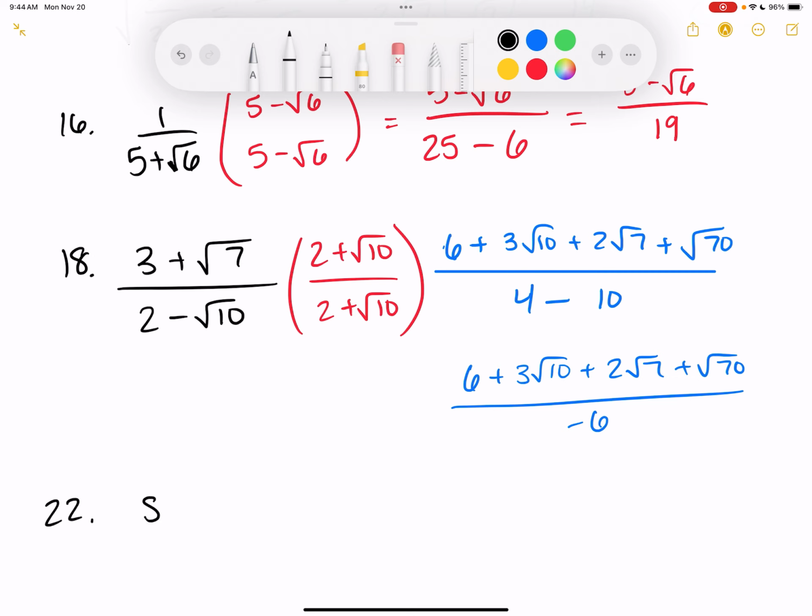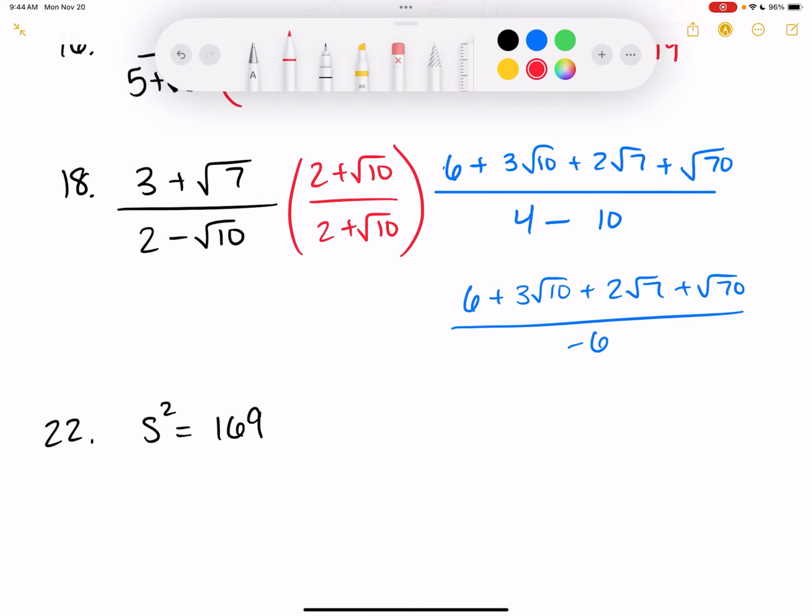So 22, s squared equals 169. So I take the square root of both sides. So s equals what? Positive or negative 13.